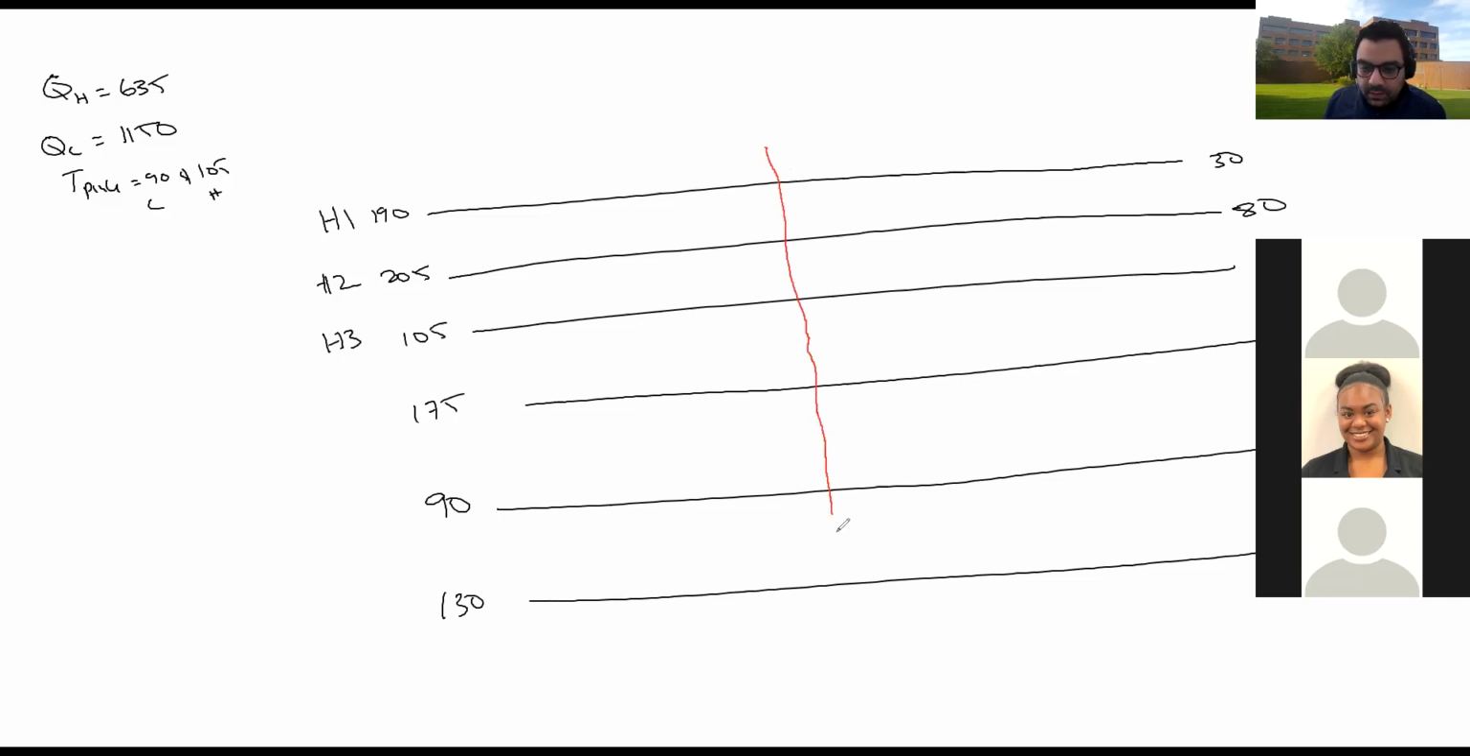If you want to draw one line, it's fine. But basically the logic of having two lines is just splitting this problem into two parts. Okay, so we draw our lines. For the hot streams, we said the pinch point was 105, so I'm going to write the temperatures on both sides, 105 for the hot streams. And for the cold streams, we said the pinch point is 90, so I'm going to write 90.